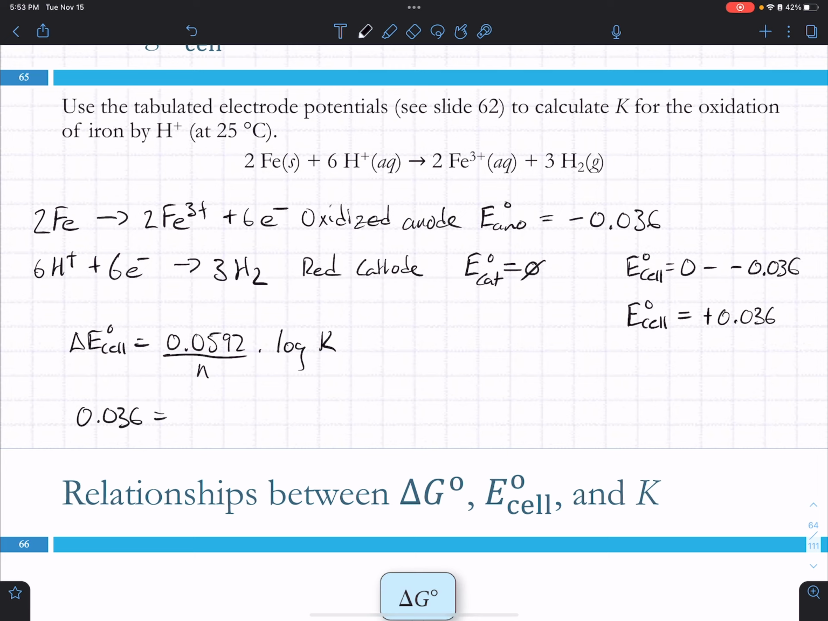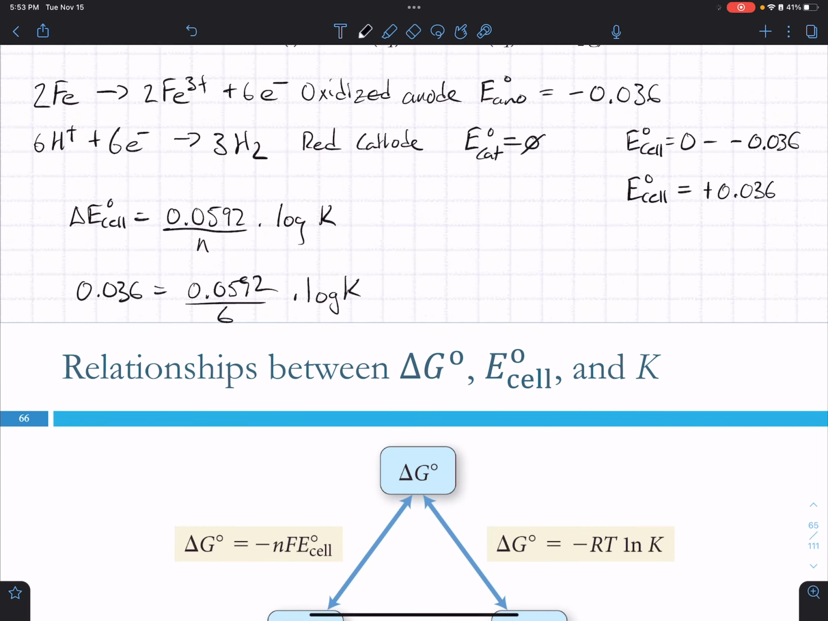So 0.036 equals 0.0592 over, not 2, 6 moles of electrons times log of K. So 0.036 times 6 divided by 0.0592 is 3.6486, which equals log base 10 K. So 10 raised to that number will give us 4.45 times 10 to the 3 equals K. This chapter's just rife with equations.